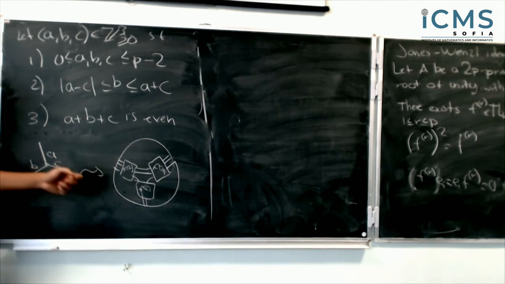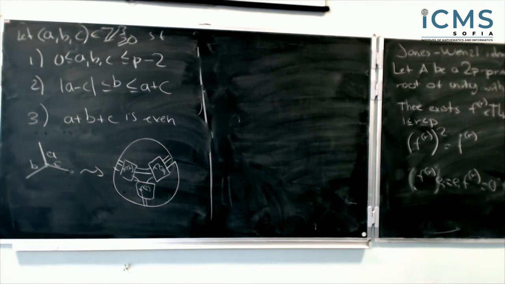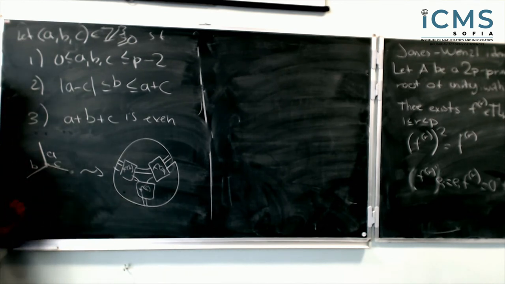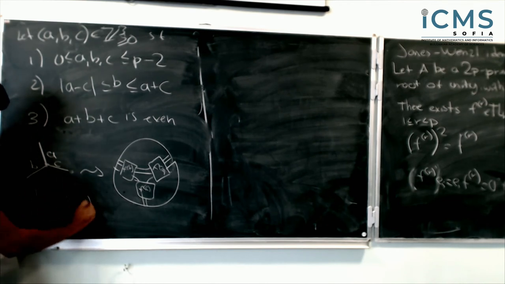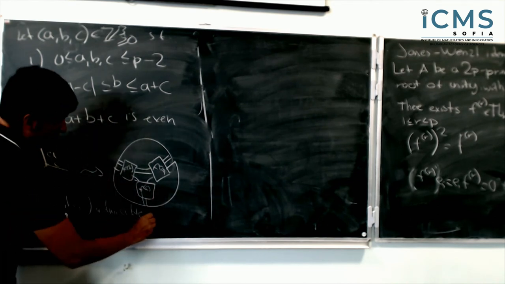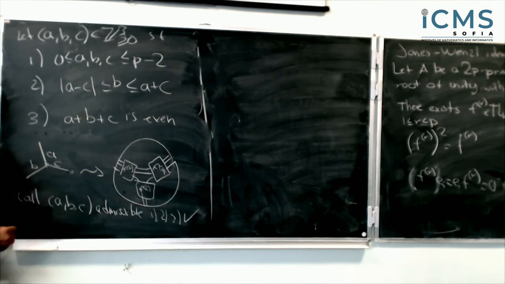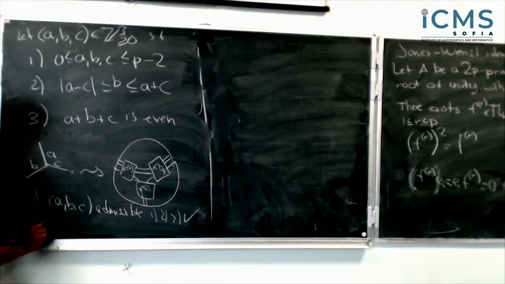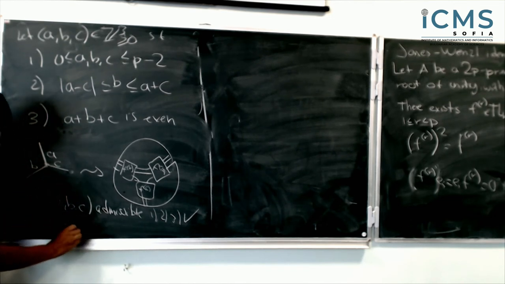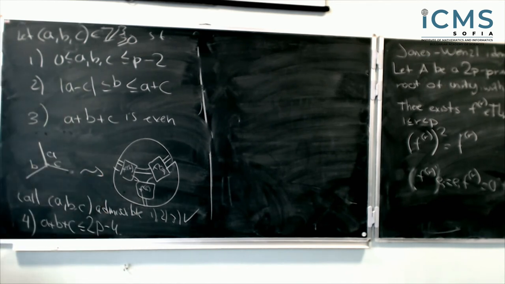And then we want them to be a basis. So this is a computation for the basis. And then we have another condition: we call the triple a, b, c admissible if they satisfy 1, 2, 3, and moreover we have another condition 4, a plus b plus c is at most 2(p minus 2). Yeah, a lot of conditions.